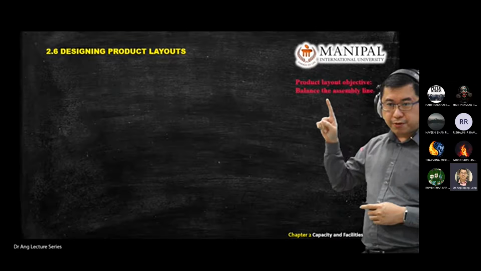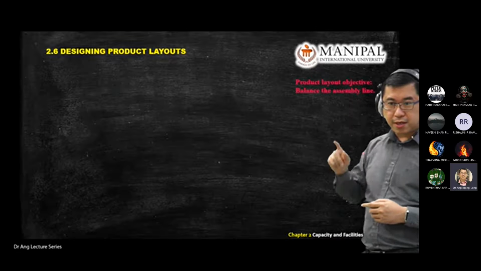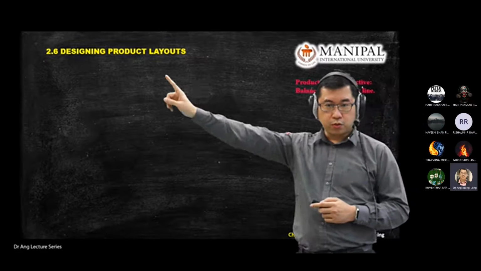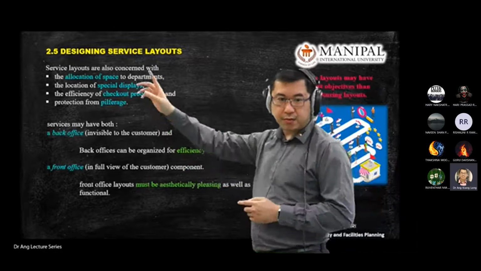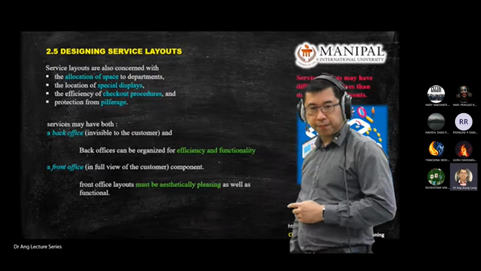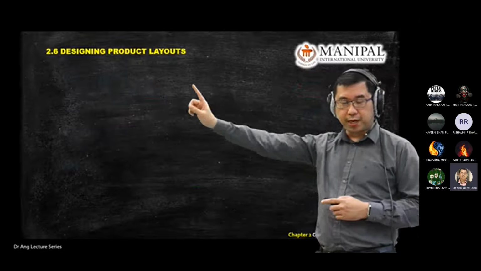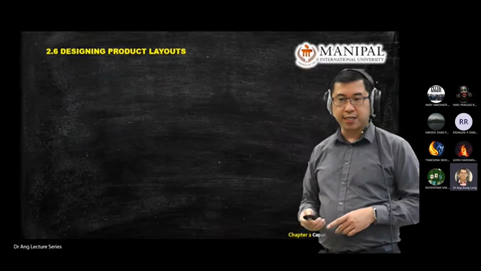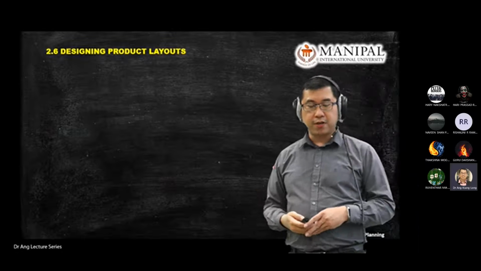This is a short highlight. Product layout objective is to balance the assembly line. Now we go into product layout. Just now we talked about service layout. Now we talk about product layout, and they also have a very good exercise later on, if we manage to cover it today.